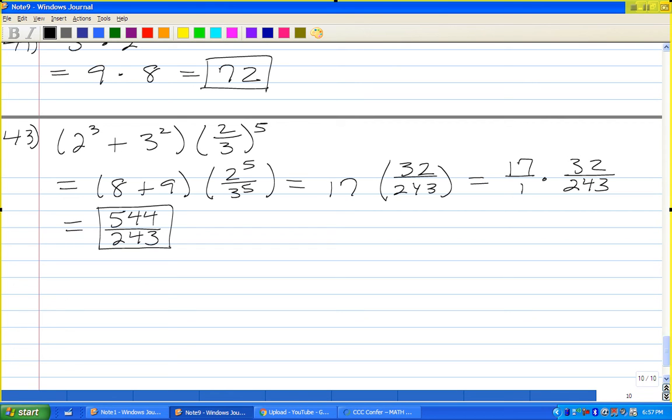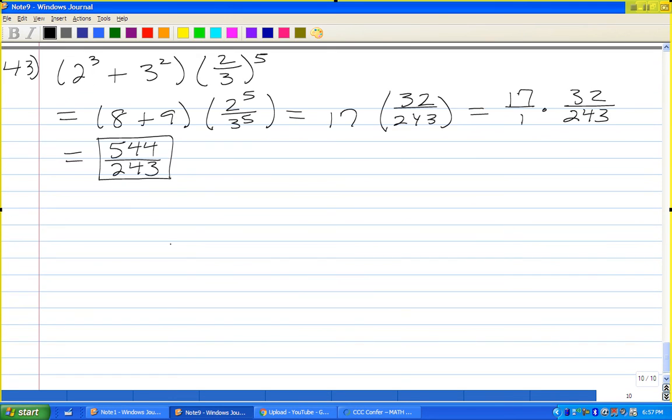Let me do 45. Minus negative 2, negative 2 squared. Minus a negative 2. Negative 2 squared is 4. Minus times minus is plus. 2 times 4 is 8.